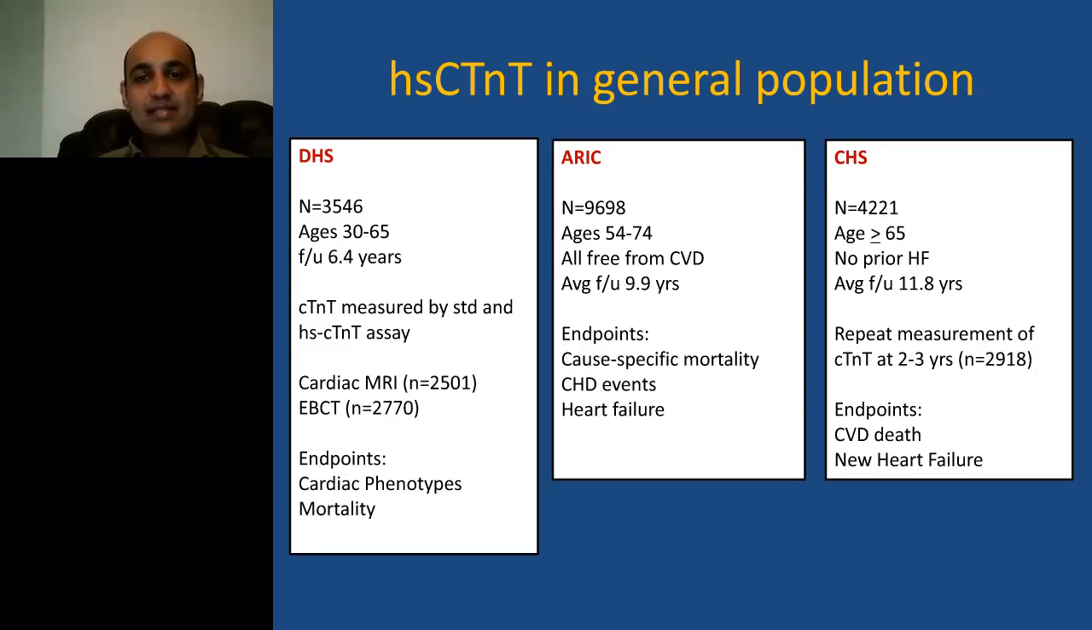Finally, the Cardiovascular Health Study was an older age group, greater than 65 years of age, with a good amount of follow-up. And their advantage was they had troponins repeated in 2 to 3 years. In other words, they had 2 time points. So overall, each study had unique advantages. The Dallas Heart Study was not rich in events, but they had very good endpoints, which included MRI, EBCT, and other cardiac phenotypes. The ARIC study had robust endpoints with heart events, heart failure, and things like that, while the CHS had repeat troponin at a couple of time points.